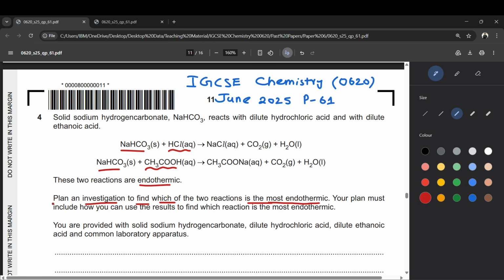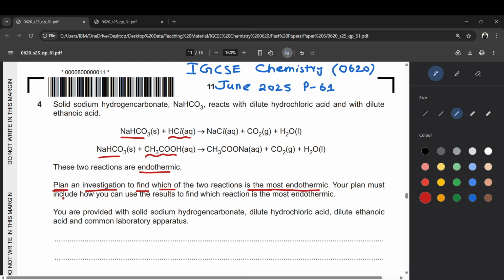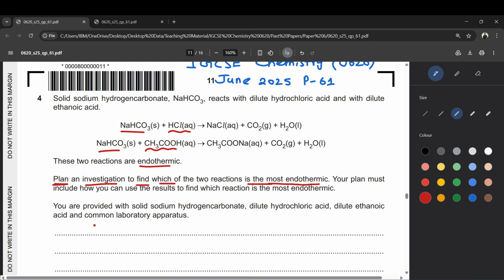So you see, you have to plan an investigation. You must have the method in your mind. You should know how to structure your answer. So I'm going to show you a 3-step method that you can easily apply in these types of questions. So pay attention. Number one, the first part of your answer will be the method.